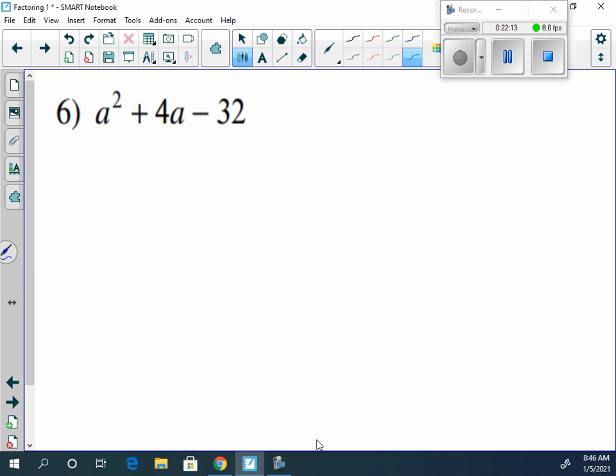So this one here, we have a squared plus 4a minus 32. Is there a greatest common factor between all three terms? Well, no, because a squared doesn't have a number besides 1, and 32 doesn't have an a term. So there's not something in common in all three. So there's not going to be a greatest common factor here. So our next step is to have 2 sets of parentheses with 3 spaces.